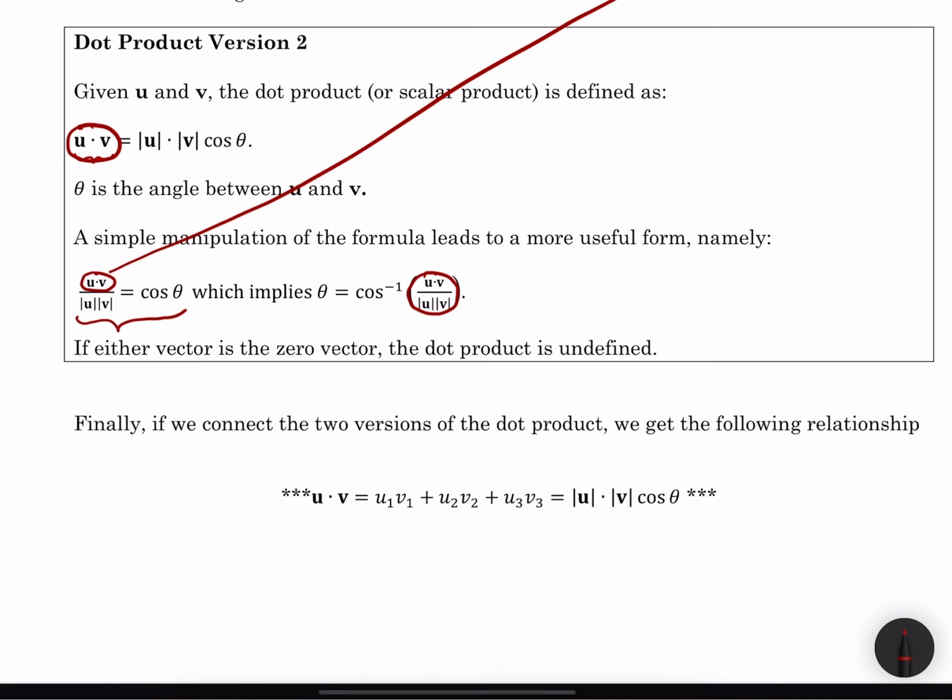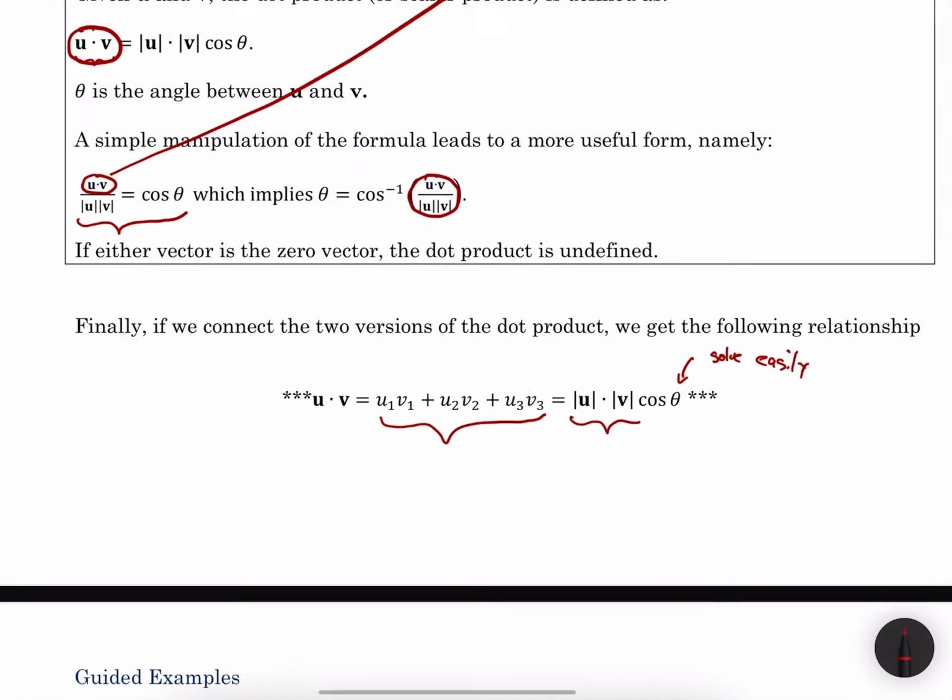And so connected, this is what we're really using. We found this in that first example. We'll always be given the magnitude, and that allows us to solve for this. And so that's what we'll do in a couple of examples.